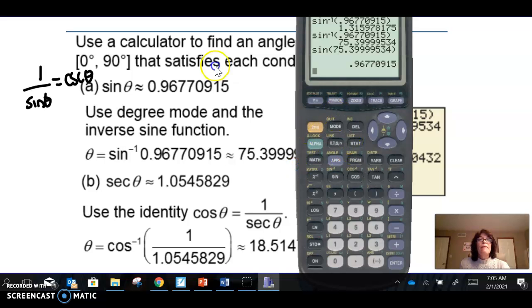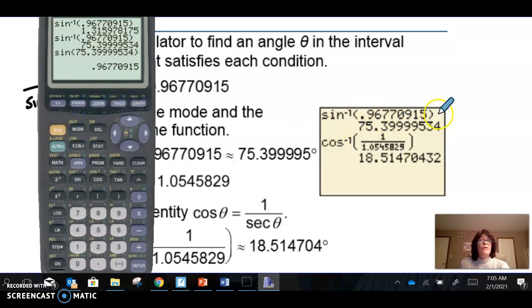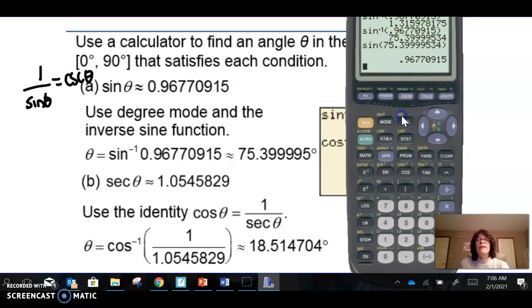Now, they were showing you sine inverse here, but I wasn't sure if you knew where to find it on the calculator. What if they asked me for inverse secant? Again, that's not here. I have inverse cosine, but I don't have inverse secant.